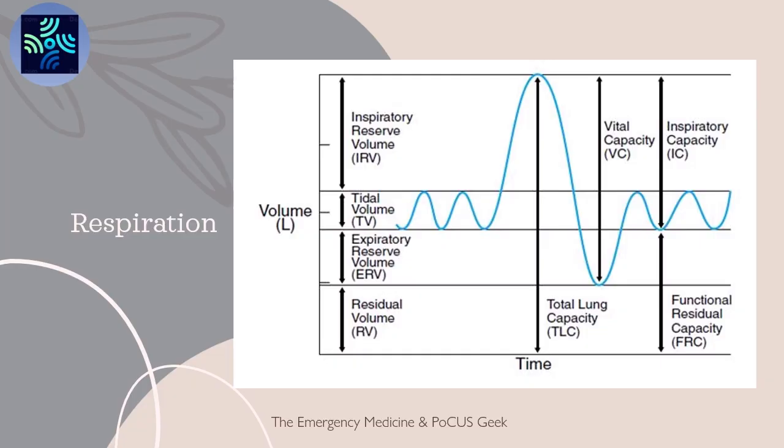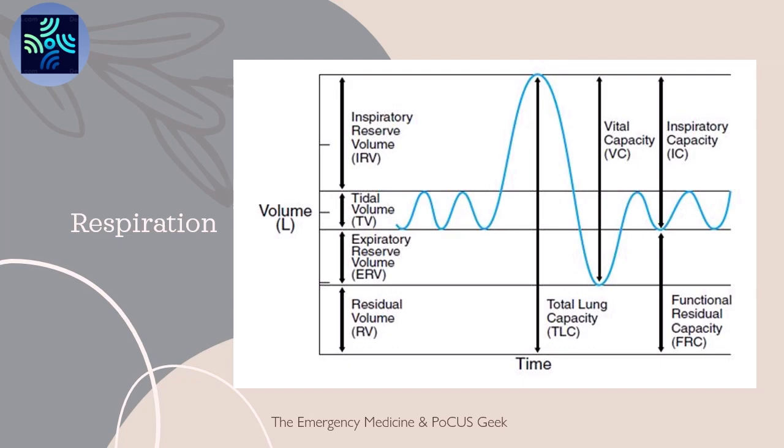The inspiratory reserve volume is the amount of air that can be forcibly inhaled after a normal tidal volume. The expiratory reserve volume is the amount of air that can be forcefully exhaled after a normal tidal volume exhalation. The vital capacity is the maximum amount of air a person can expel from the lungs after a maximum inhalation. It is equal to the sum of inspiratory reserve volume, tidal volume, and expiratory reserve volume.